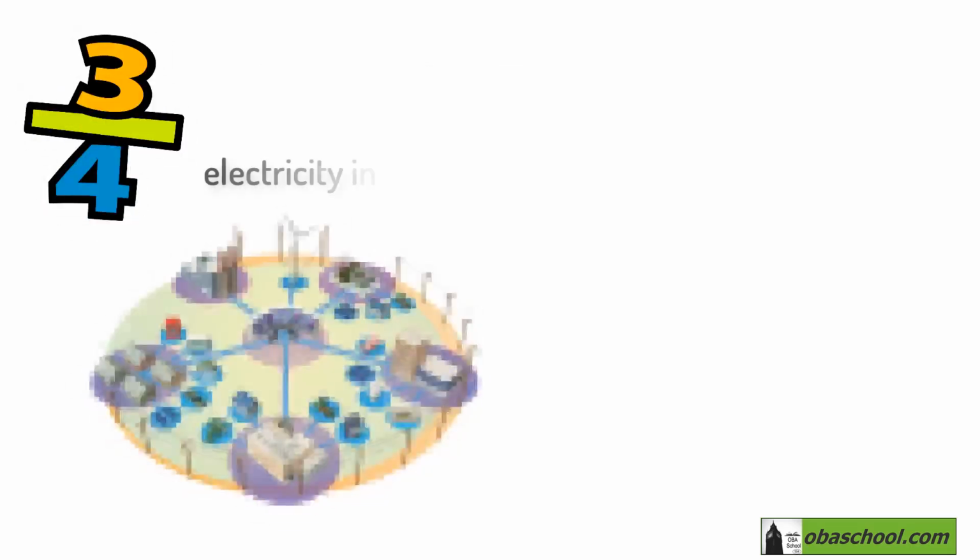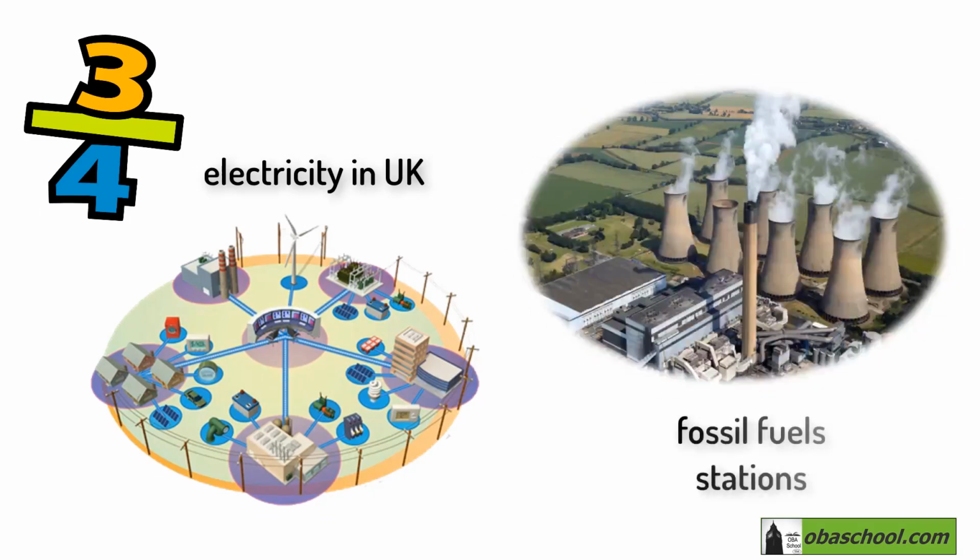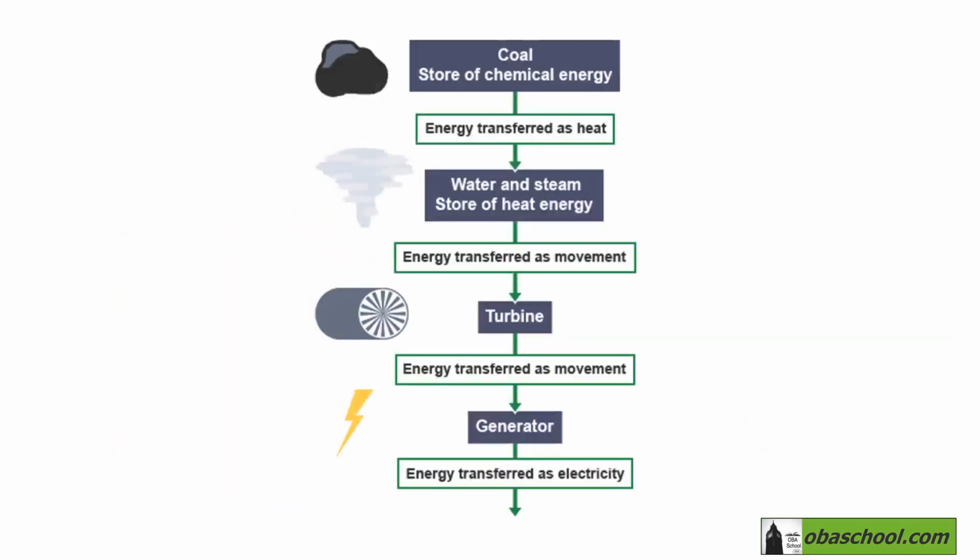About 3/4 of the electricity generated in the UK comes from fossil fuel stations. This diagram shows how electricity is generated from burning fossil fuels such as coal.